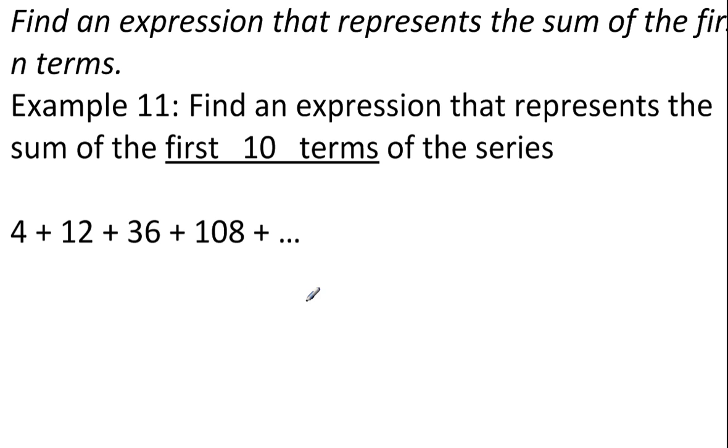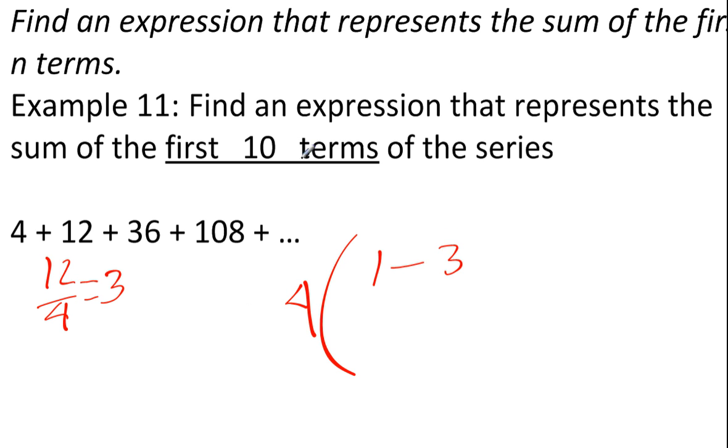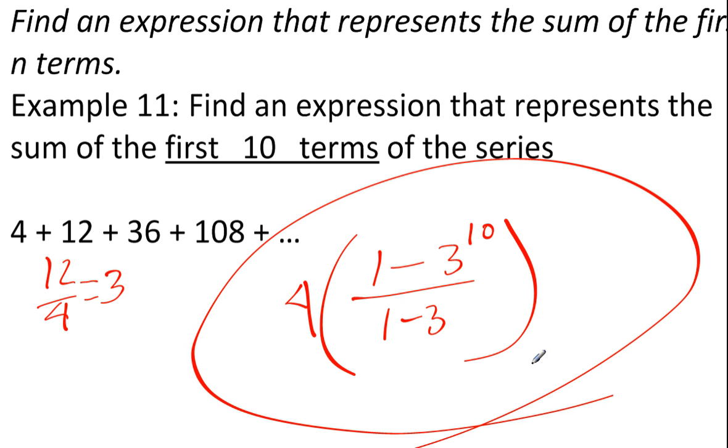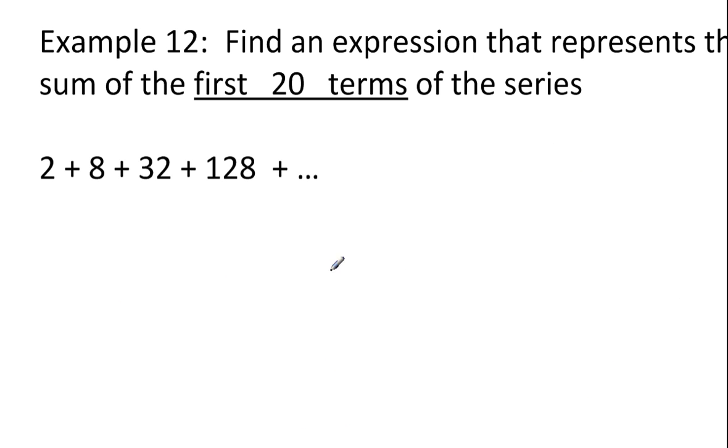Alright, so we've got our first term, 4. Big parentheses, 1 minus my ratio. 12 divided by 4 means 3. Lots of 3's in here. And we want the first 10 terms, so I'm going to put to the 10th power all over 1 minus 3. And you don't even have to work it out, see? Just find an expression. Nobody really wants to do 3 to the 10th power anyway.